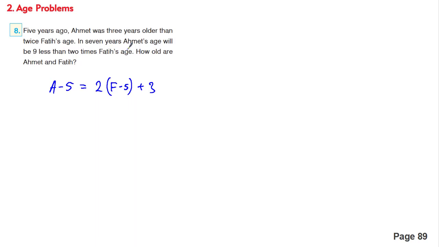In 7 years, so in the future, Ahmed's age will be 9 less than 2 times Fatih's age, like this. How old are Ahmed and Fatih? Now, if you try to solve this equation, you'll see that it doesn't have a solution. So there is a problem with this exercise. You can skip this one.